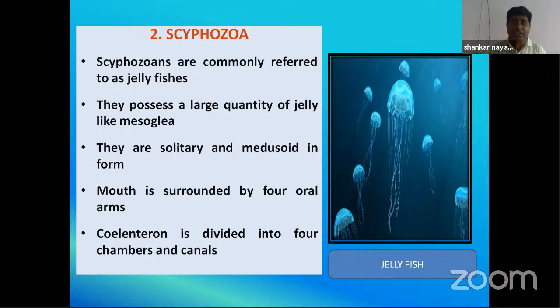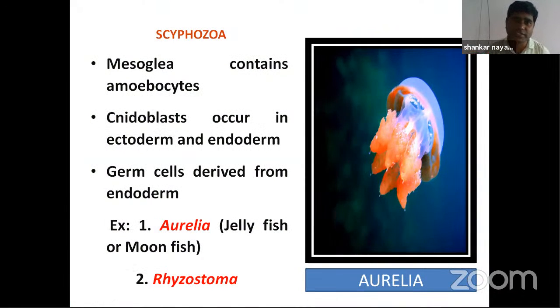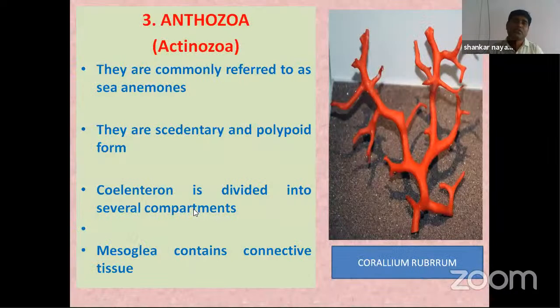The gastrovascular cavity is divided into 4 chambers and canals. That cavity is divided into 4 chambers or 4 rooms. And mesoglea contains amoebocytes. When we studied the first class, there are no cells, that mesoglea is non-cellular, but in this Scyphozoa, mesoglea contains amoebocytes. And cnidoblasts occur in ectoderm and endoderm. The cnidoblasts should be present in both layers, ectoderm and endoderm. And germ cells are derived from ectoderm only. The best examples for this class are Aurelia and Rhizostoma. Aurelia is also called jellyfish or moon jelly.